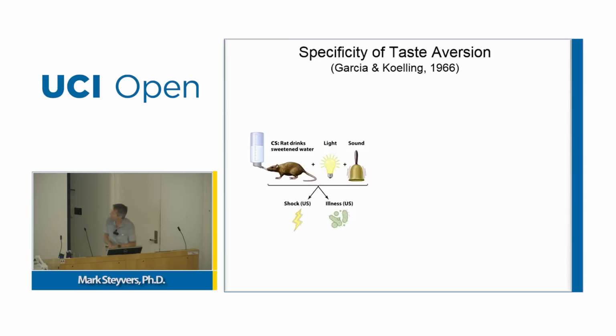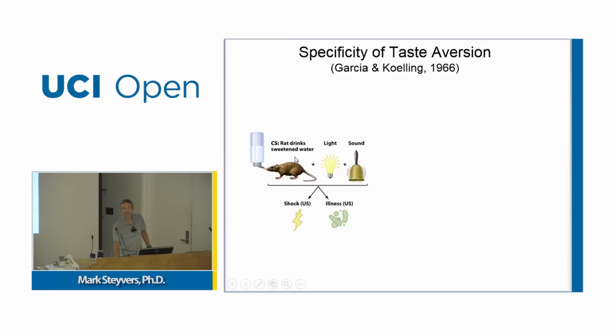So in this experiment, a rat is given sweetened water. It's given some light stimulus and some sound stimulus. So these are 3 conditioned stimuli. And then they're also given 2 unconditioned stimuli, either a shock or illness. So one group of rats gets the shock, the other group of rats gets the illness. And now the rat has to figure out, in some sense, what has caused the shock or what has caused the illness.